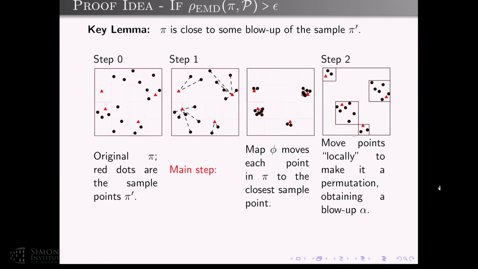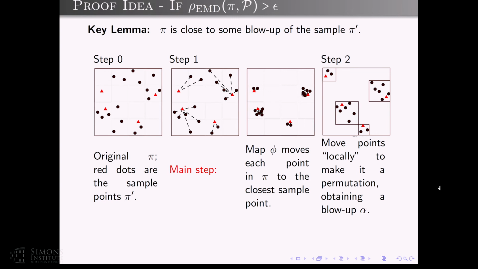The goal is to show the original permutation in the leftmost picture is close in distance to the final permutation we construct. In both steps we have moved the points a bit. The first is step 1, when we move all the points to the closest sample point. The second is when we move those points locally in order to obtain a permutation.